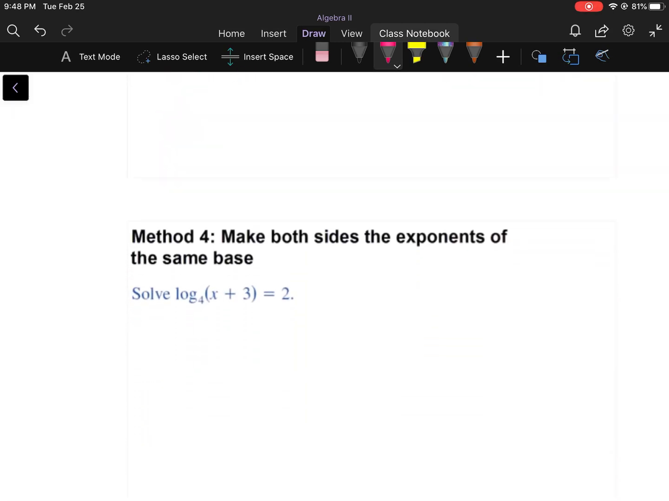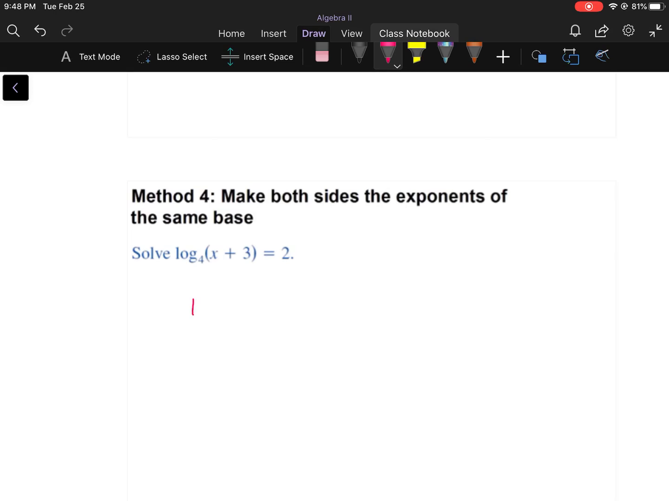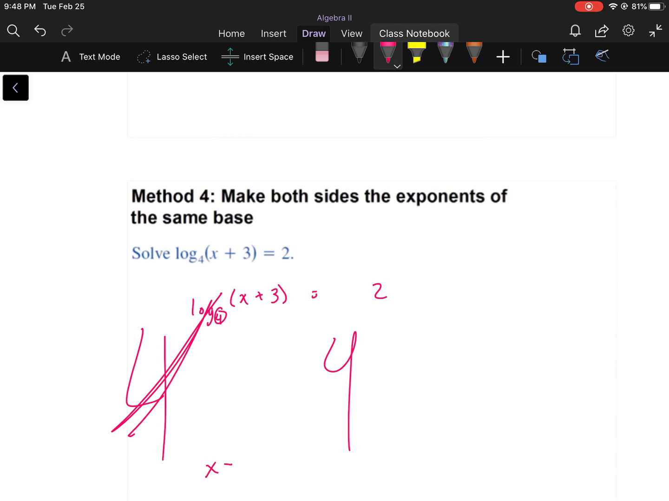And then lastly, here's my last one. I really try to emphasize it this way. I make these little drawings, okay, and I leave a big old space to emphasize that I'm going to put a big old 4. Why? Because log base 4 and exponential with 4 are inverses. So x plus 3, and 4 to the second power is 16. So subtract 3 and get x is equal to 13.